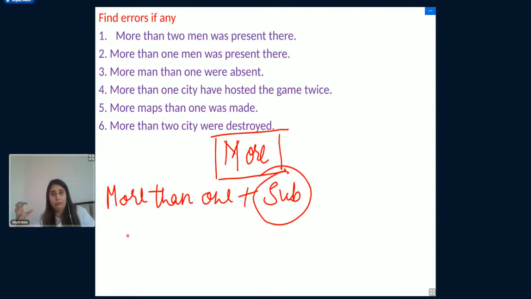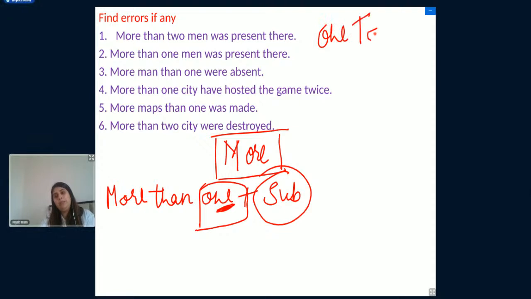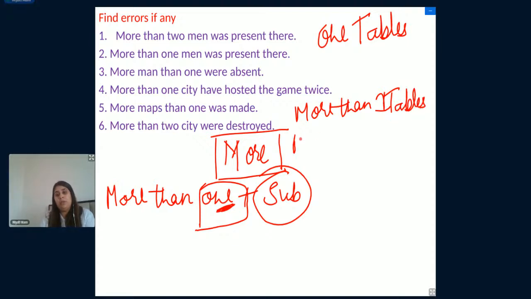I know each and every one of you must be thinking that if I'm saying more than one, that means our subject is more than one, so our subject should be plural. This is what you all are thinking, but you all are wrong here. See, before the subject, a word is mentioned: one. Is it possible for you to write a plural word after one? Is it possible for us that we would write 1 tables, or more than 1 tables, or more than 1 table?